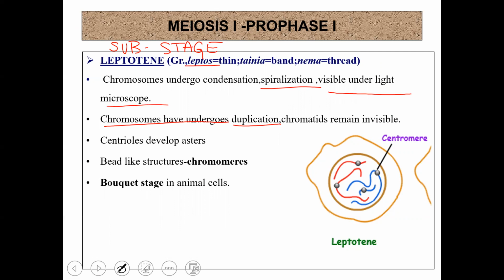This is an animal cell which is depicting the chromosomes, and each chromosome is held by the centromere. These are the centromeres which are holding the chromatin threads. And also we can see that the centrioles develop asters. This will be taking place only in case of animal cells.